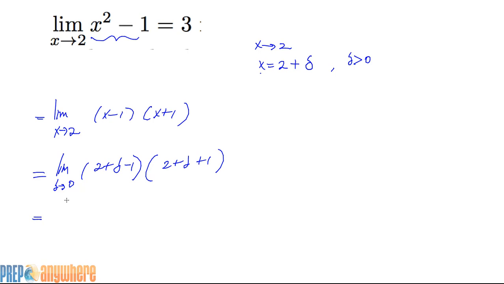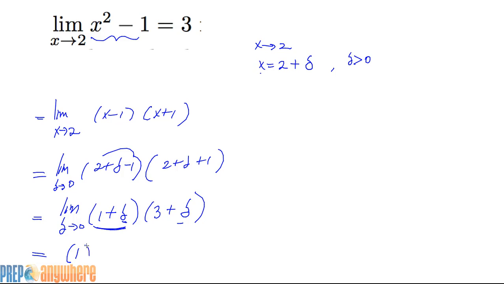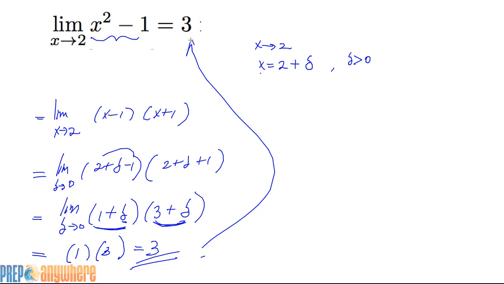Now here this simplifies to 1 plus delta. This simplifies to 3 plus delta. Now as delta approaches 0, this expression is approaching 1, and this expression here is approaching 3. So the entire limit is 3. Okay, so that's why this is true.